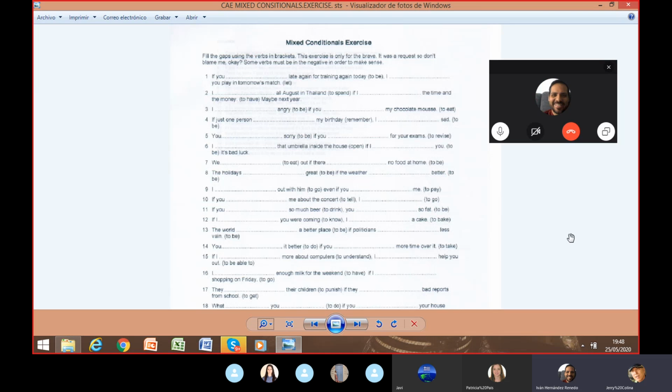Do we have a volunteer for 7? Me? Yes. We will eat out if there is no food at home. Yes. So we'll, no? It's the contraction. We'll eat out. Eat out, yes. If there's no food at home. Okay, very good. Number 8.